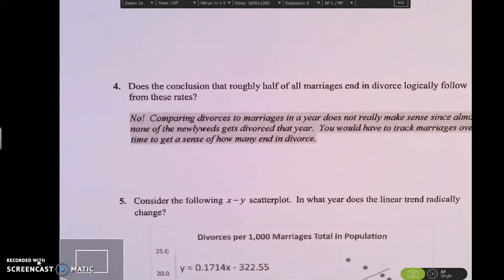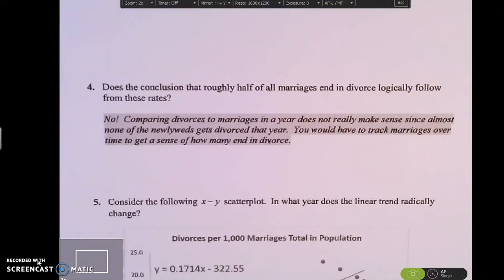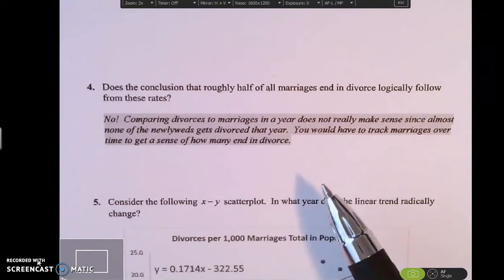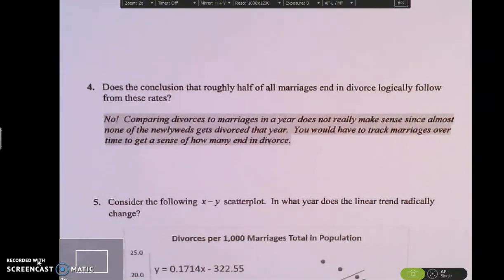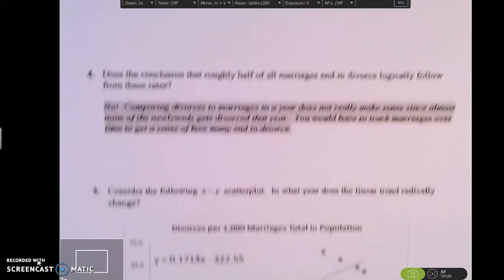Okay, so does the conclusion that roughly half of all marriages end in divorce logically follow from this? And no, it doesn't. I mean, you would have to go back and look at a lot of information. You would look at how many marriages there were. You wouldn't want to compare marriages and divorces in the same year, because usually if somebody gets married, they don't get divorced in the same year. So this doesn't necessarily tell us that half of all marriages are ending in divorce.